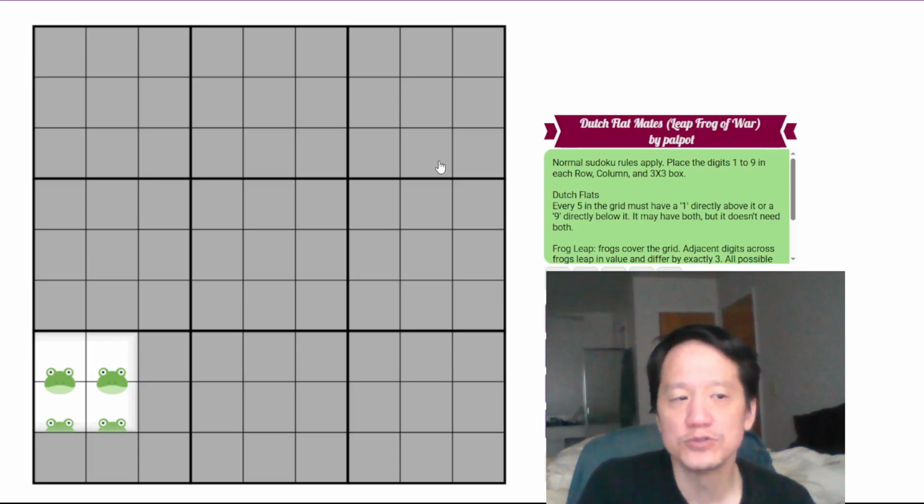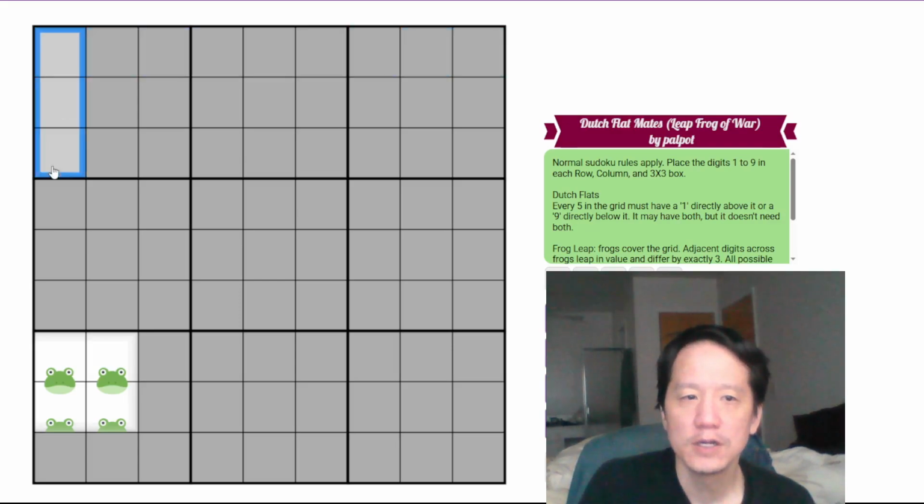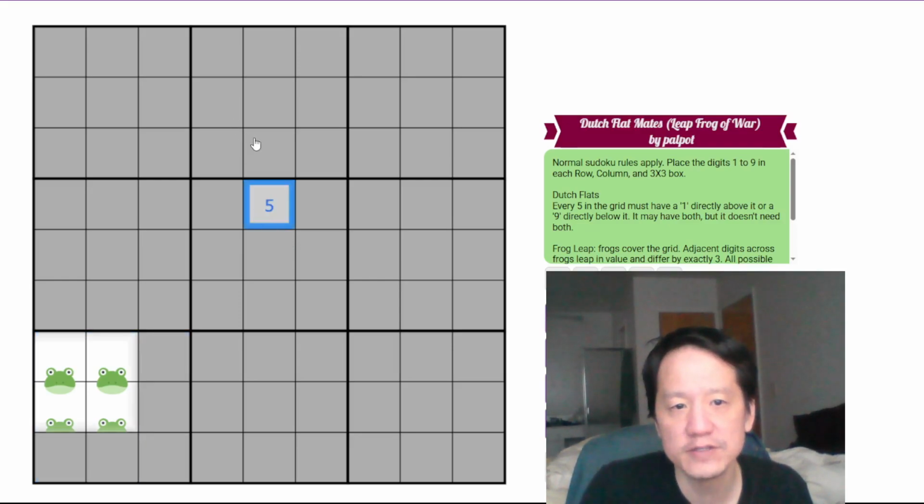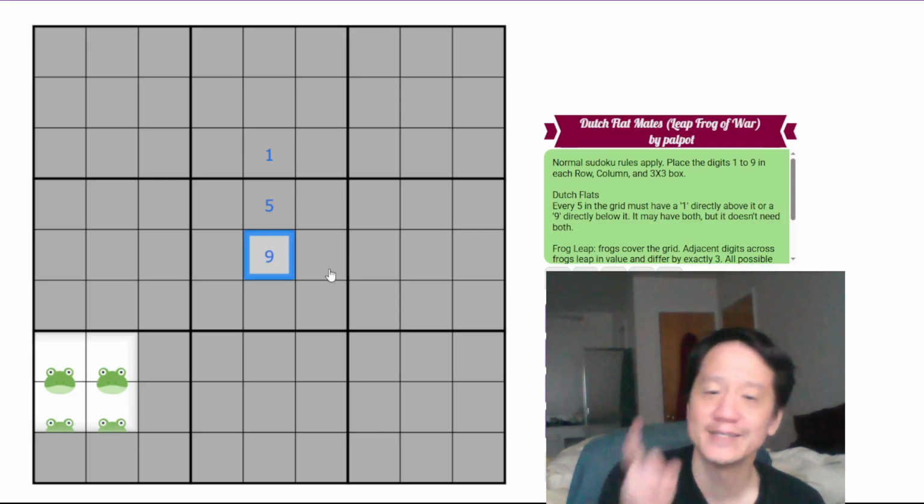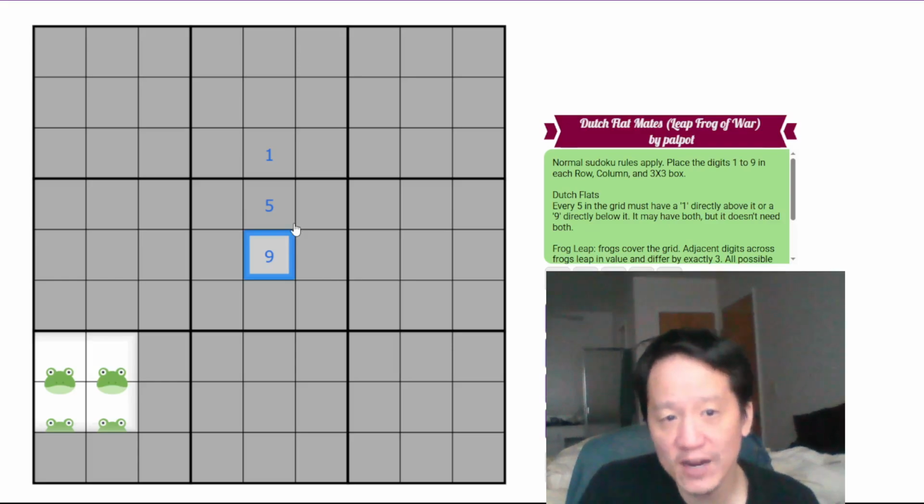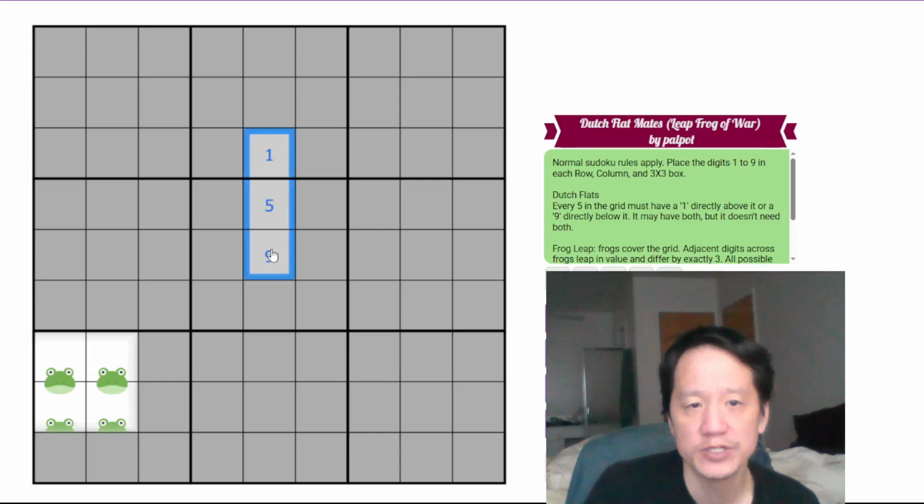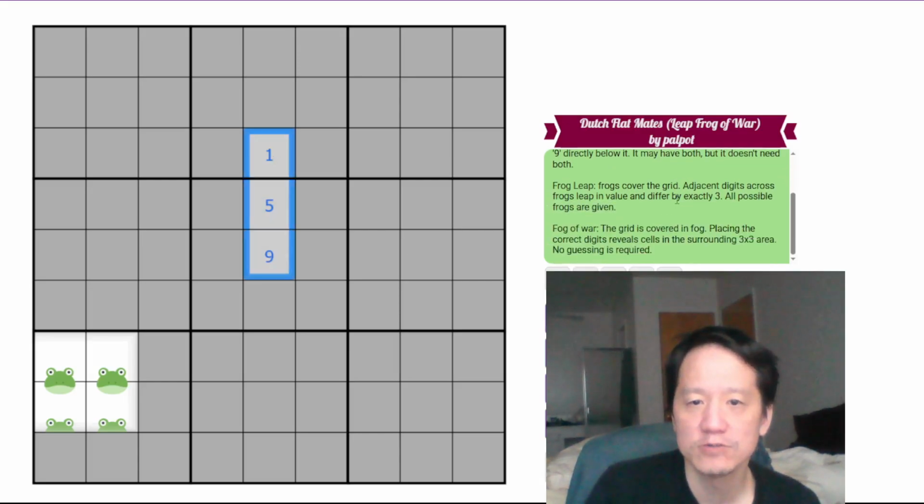Normal Sudoku rules apply, which means place the digits 1 to 9 in each row, column, and 3 by 3 box. We also have Dutch flatmates, where every 5 in the grid must have a 1 directly above it or a 9 directly below it. It may have both, but it doesn't need both. So every 5 fulfills one of these criteria at least. It must have a 1 above it or a 9 below it. And that's how Dutch flatmates work.